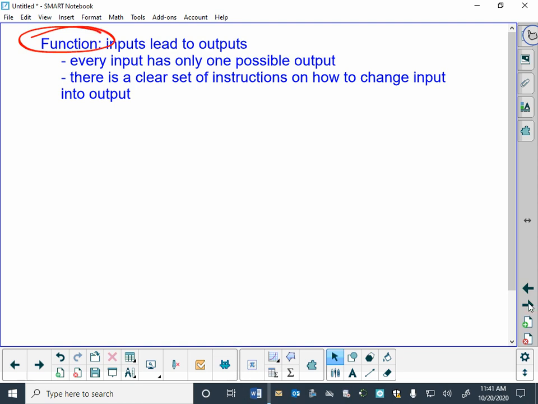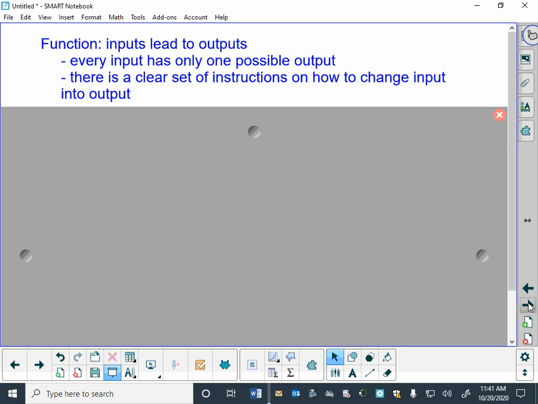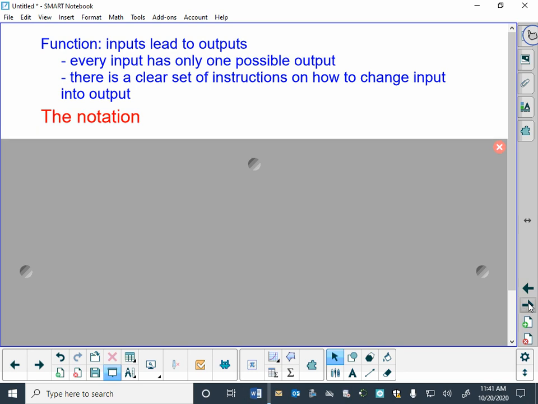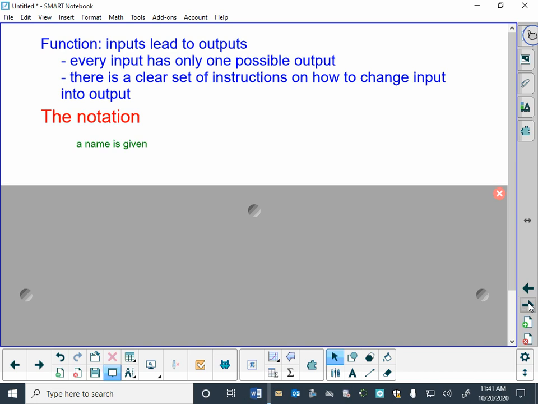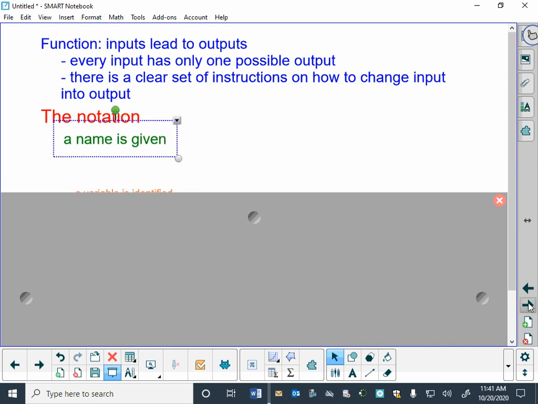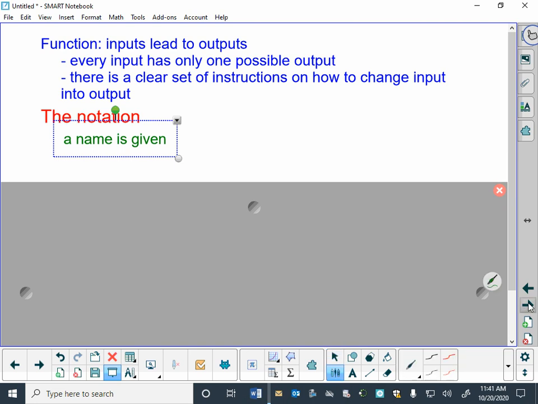All right, let's get into the details of functions here. Okay, that definition, again, there is a notation that goes along with this in mathematics. And the notation I separate kind of into three different parts. First of all, a name is given to a function. Okay, we can use lots of different things. We might call the function f. We can call the function g. Those are very common ones. We can give them more descriptive names. We could call the function Carl if we wanted to. Okay, but a function has to have a name.